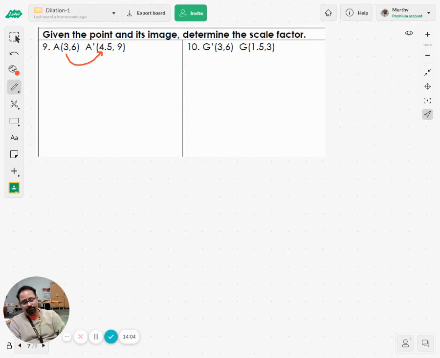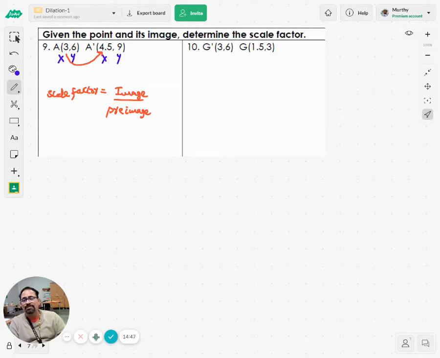3 ones are 3, but there is 4.5. 3 twos are 6, so 4.5 is less than 6. So the scale factor must be between 1 and 2, right? Or else we have a fair idea of the scale factor condition, that is scale factor equals image over pre-image. Here we don't have length, but we can take the values of x and y. So you can take either the x value or the y value.